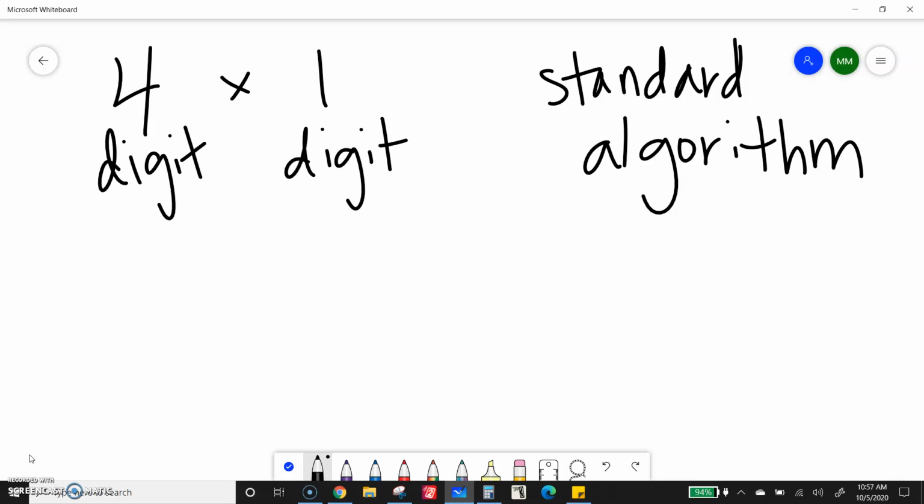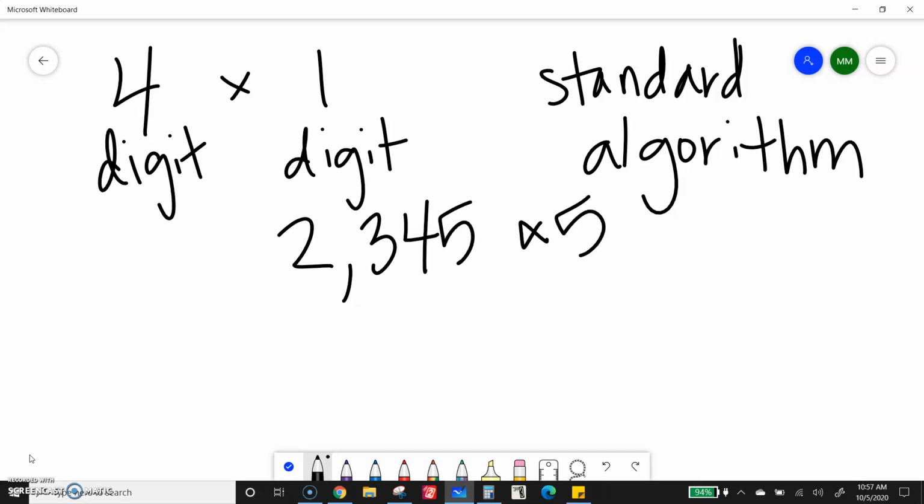It doesn't mean it's any better than the other ones. I think the other ones can be a little bit easier, especially when we get to bigger numbers. But I did want to show you this method because it's one of the options out there. So I'm going to do 2,345 times 5. So you'll usually see it written like that to begin with. You'll want to write them on top of each other.